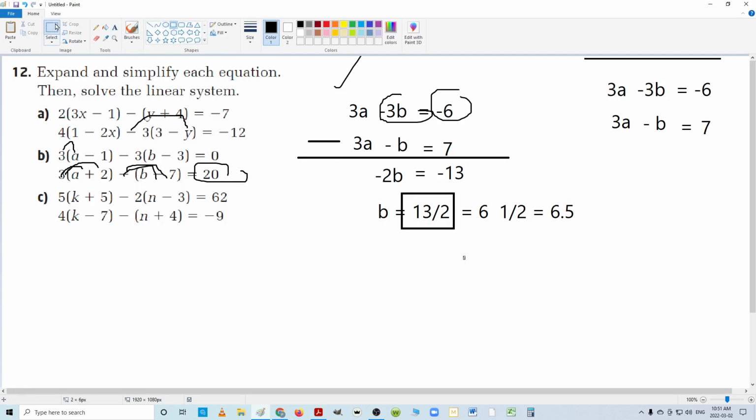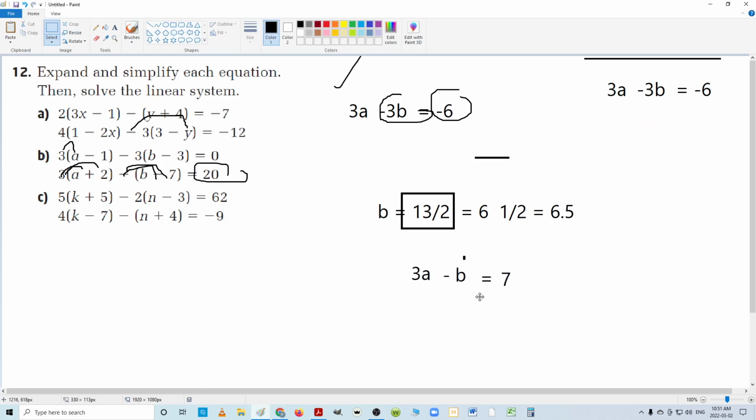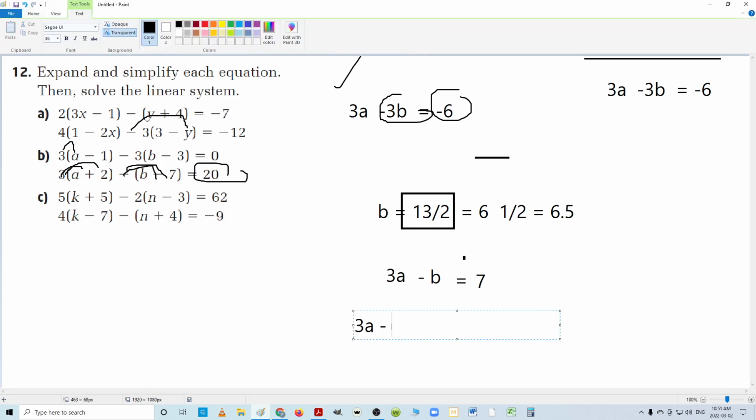Now that I figured out b, I should figure out a. And to figure out a, I'm going to take the simplest formula, and wherever I see b, I'm going to put it in a bracket. So I get 3a minus bracket b equals 7, and I'm going to replace it with what I figured out up above. So let's just use 6.5. Now let's use 13 over 2, because this will illustrate a good point.